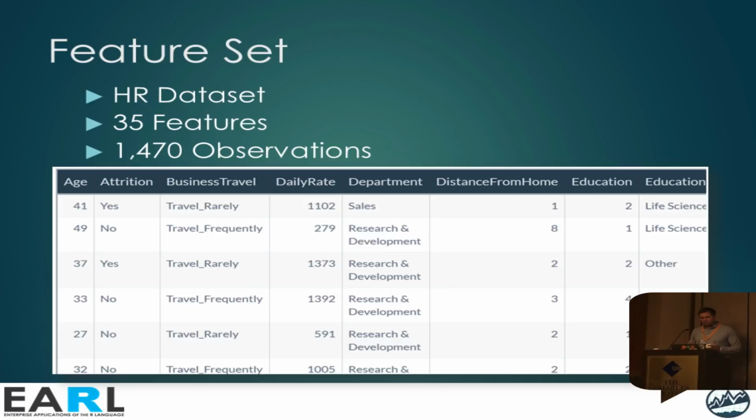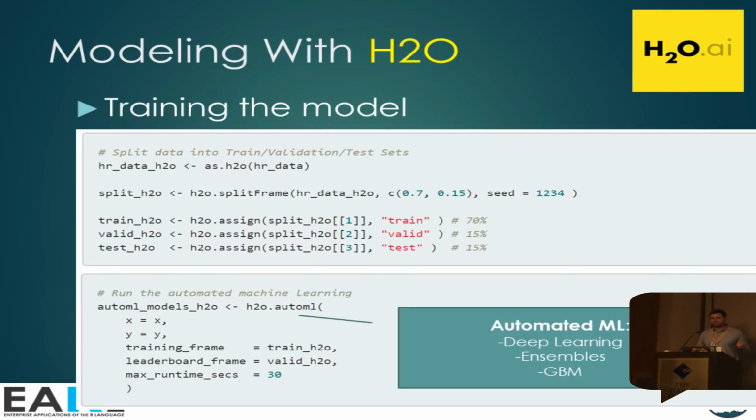Okay? So the feature set. This is that IBM Watson data set. Again, it's an HR data set. It has 35 features consisting of things like age, attrition, business travel, their wage, what department the employee was in. So the target was attrition, and every other feature was used to basically develop our model. There was 1,470 observations, and each observation is an employee.